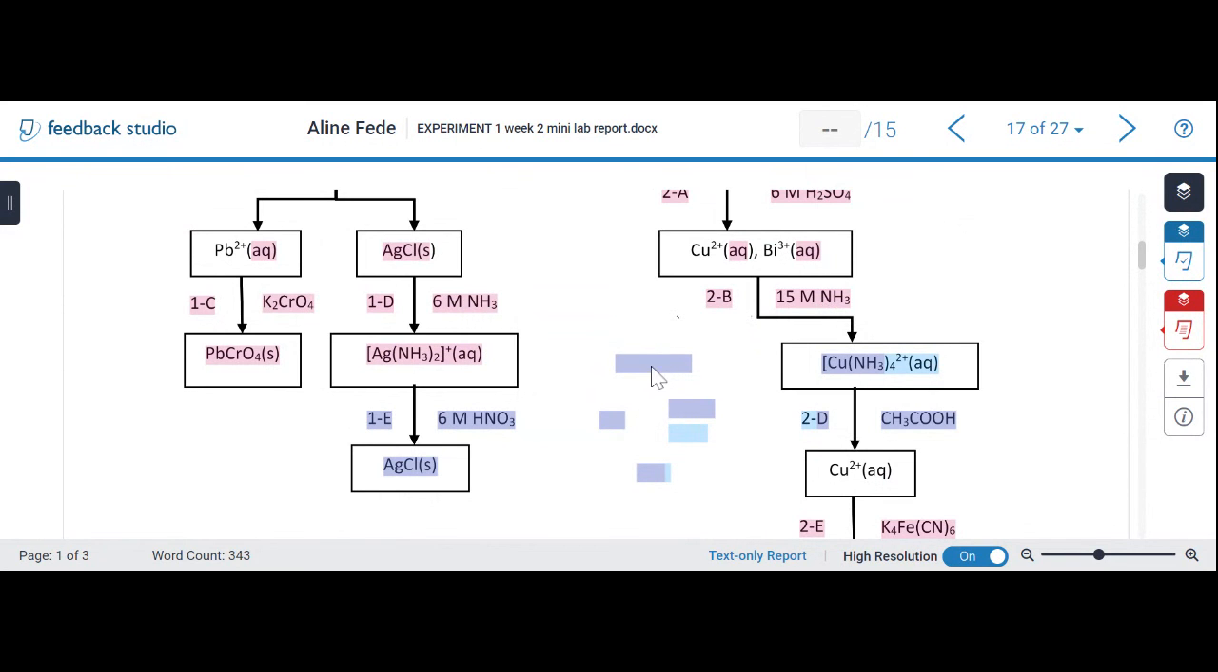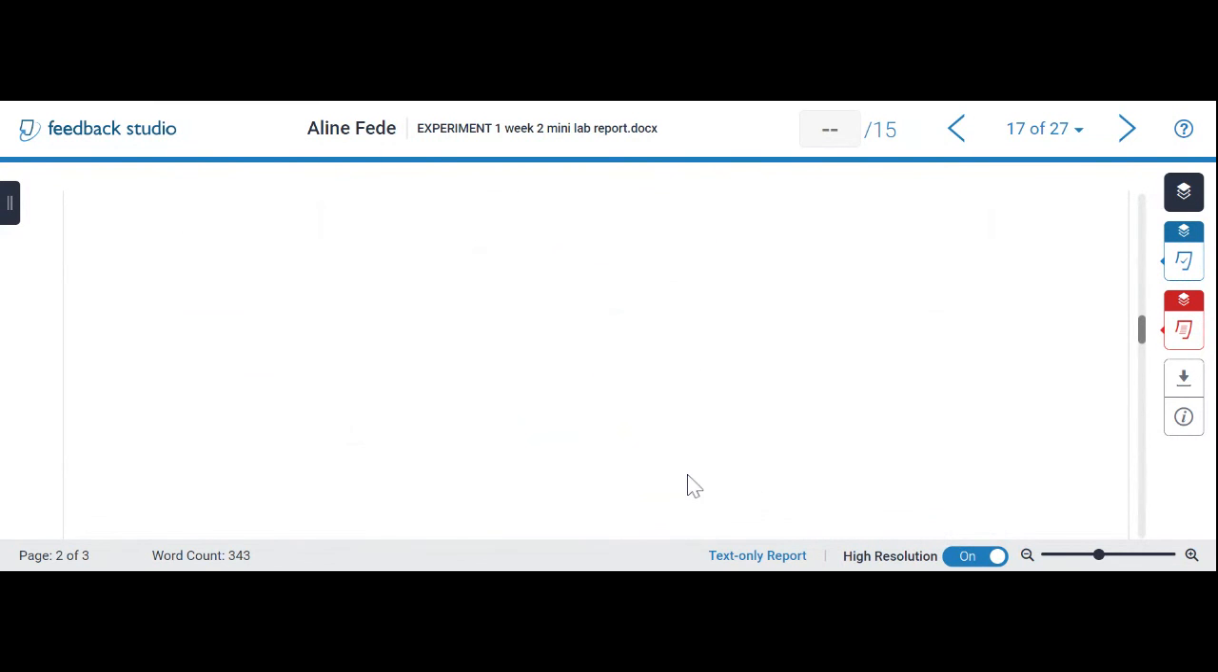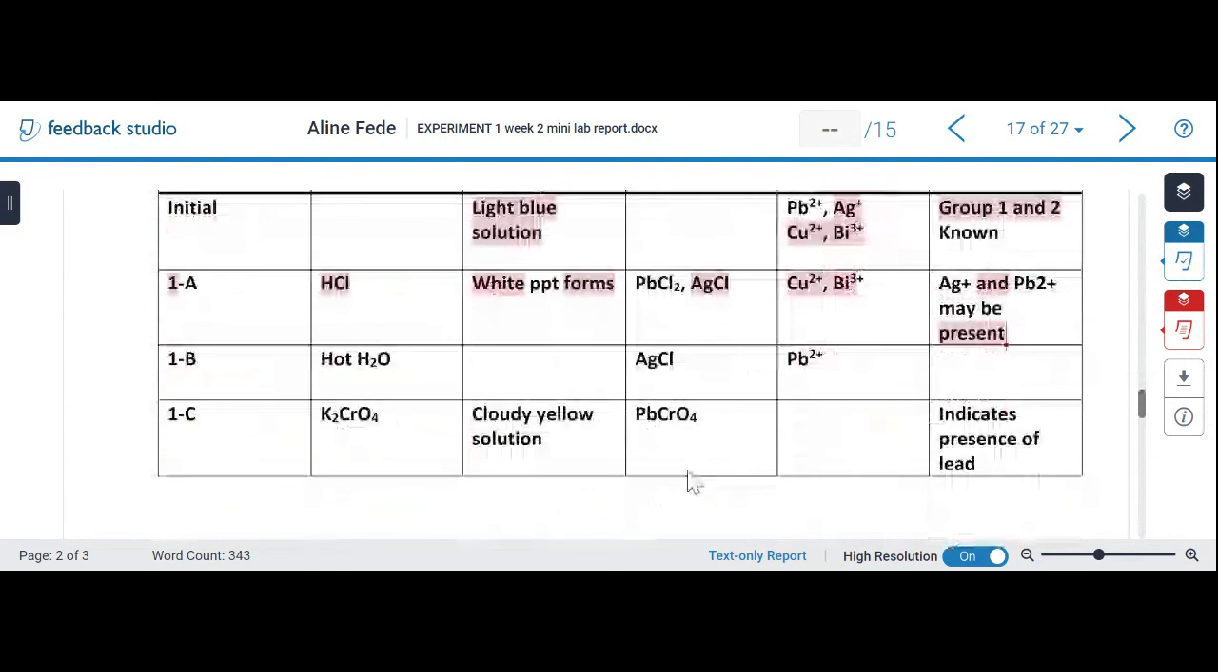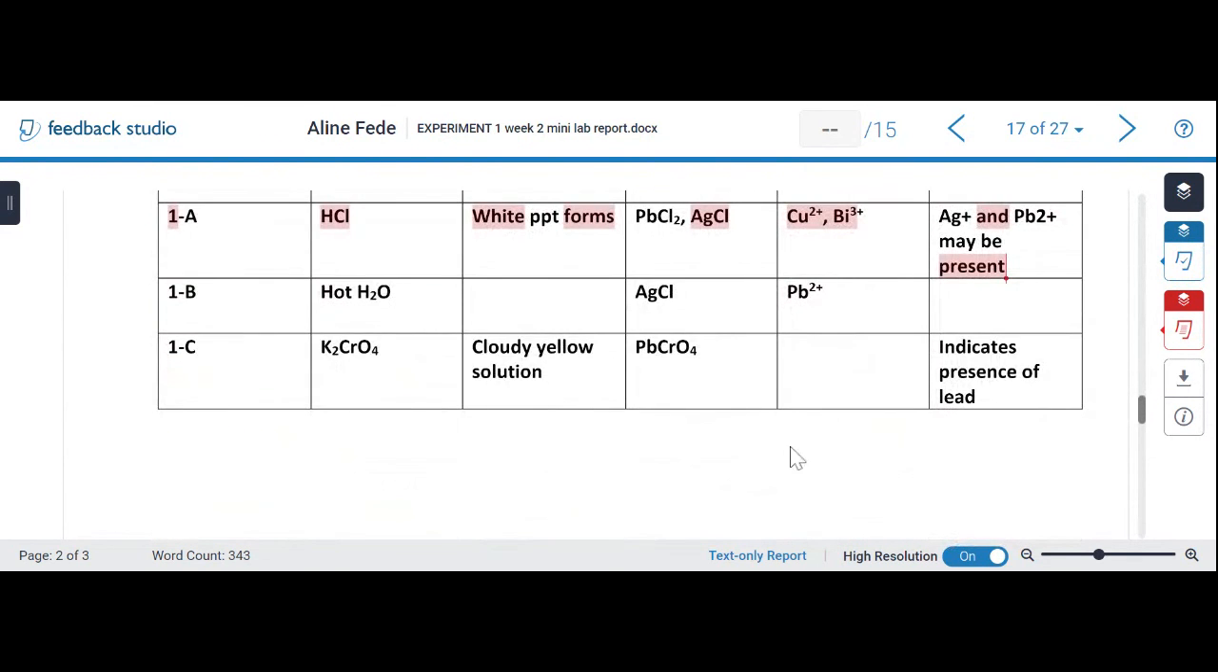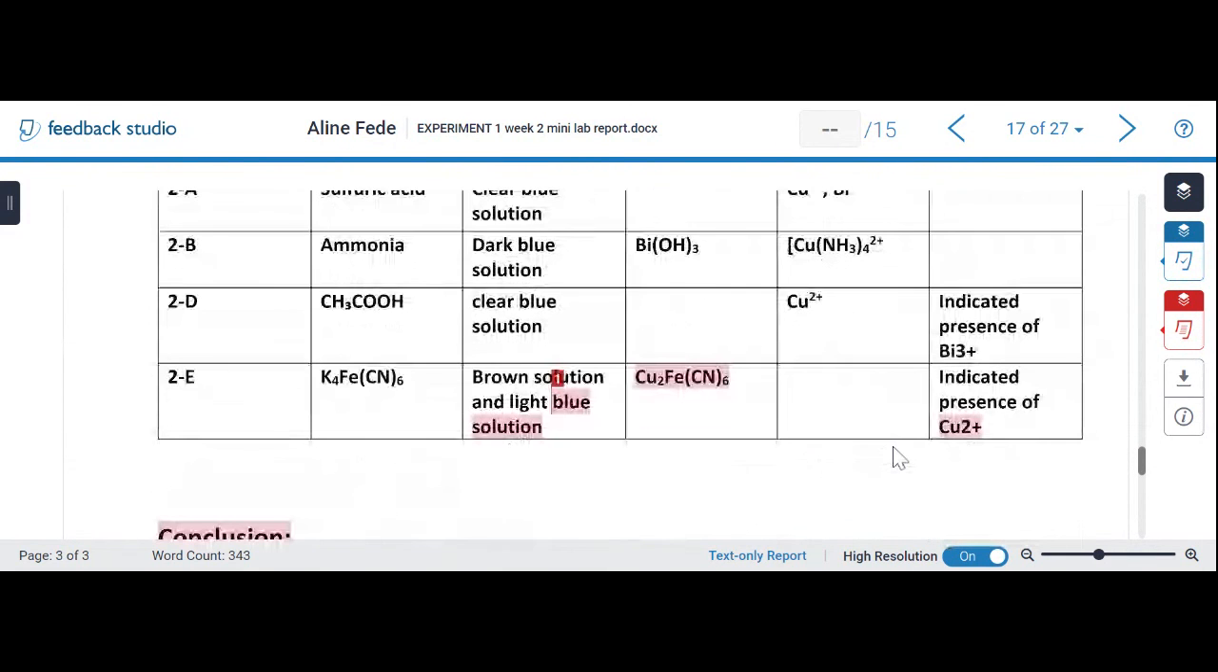You could have added something and said precipitate did not form. And if precipitate doesn't form, there should be no bismuth, right? If the precipitate forms, then you have to add something else to look for the black spots, and then you say bismuth was present. But if the precipitate doesn't form, in your flowchart you're saying bismuth is not present, and then you come to the table and you are saying that the bismuth was present, or in the conclusion.